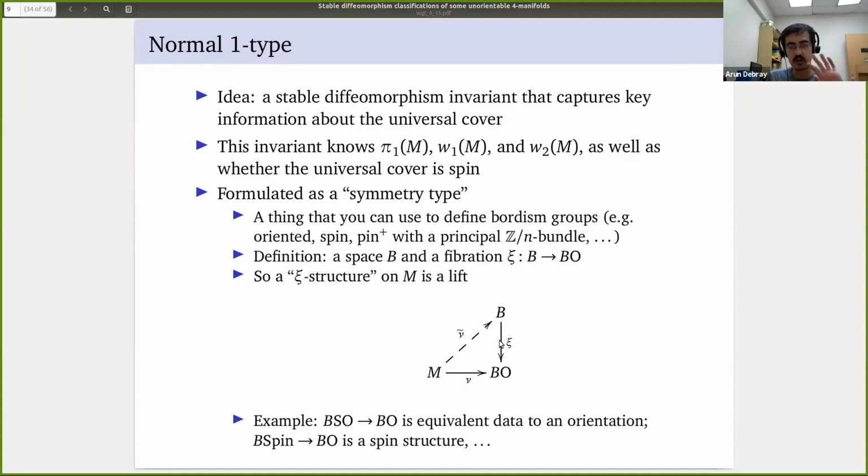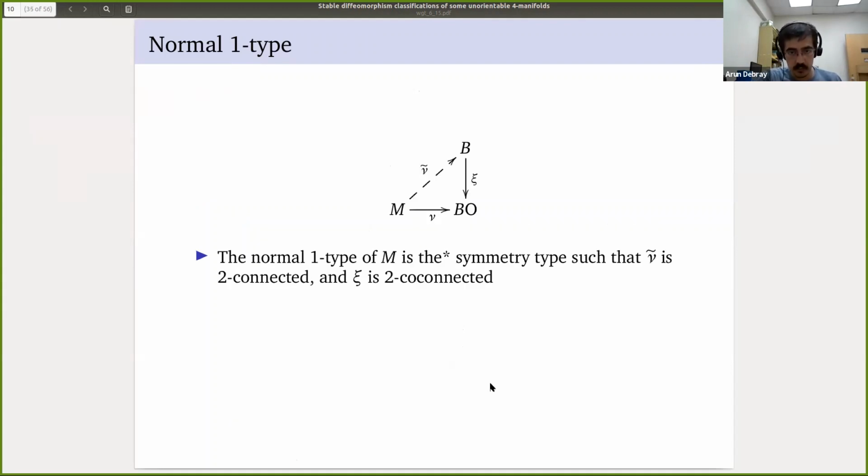You've chosen charts and transition functions that make that work. And that's providing the data of a lift here when B is BSO. So for example, you could get an orientation, and if you use B spin instead of BSO, you get a spin structure. So the normal 1-type is defined in a Postnikov way. We want the map nu to be 2-connected, meaning that it knows pi_0 and pi_1 of M. And we want psi to be 2-coconnected, meaning in some sense it knows everything else about BO.